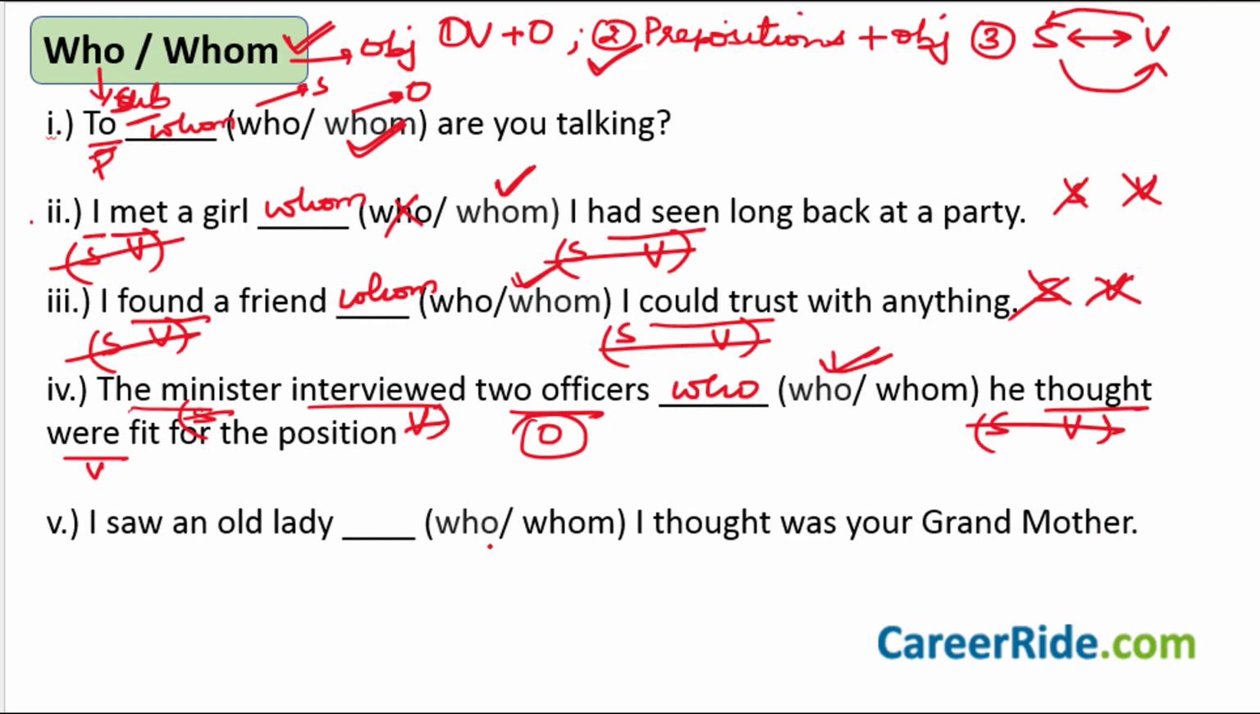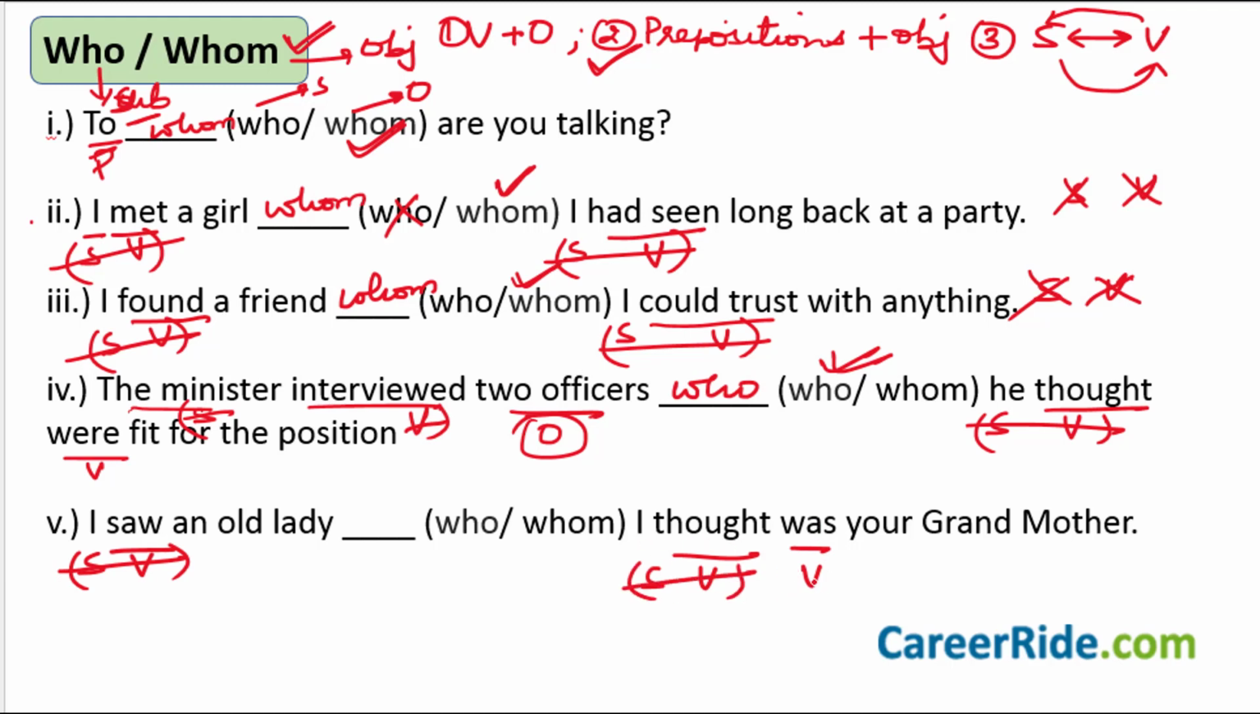So what do we do? We start identifying the verbs. Saw, verb; thought, verb; was, verb. Does the first verb have a subject with it? Yes, I saw. I is the subject, so this requirement gets met. I thought, this subject requirement gets met.